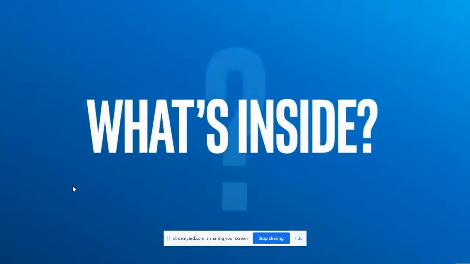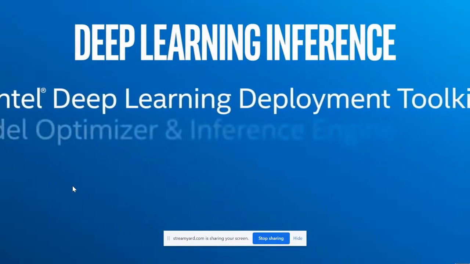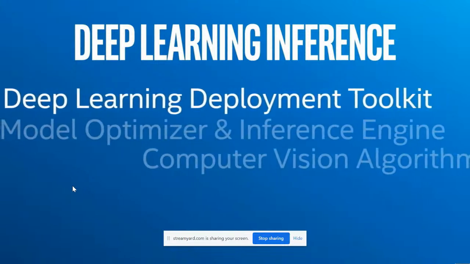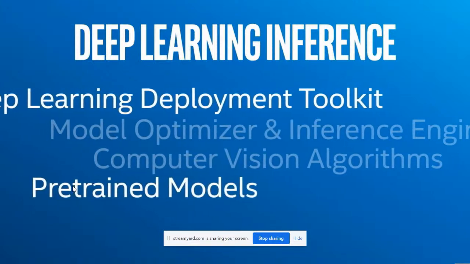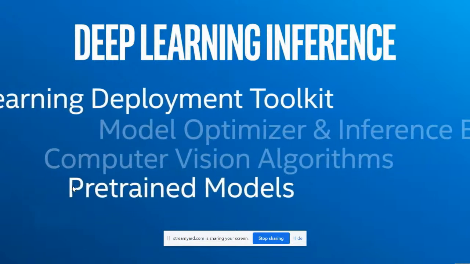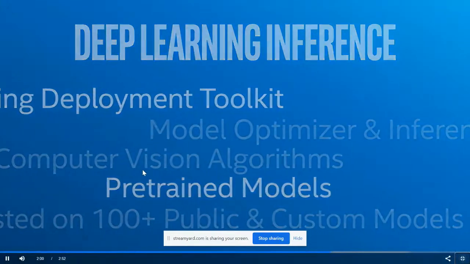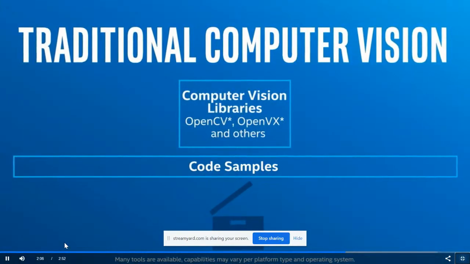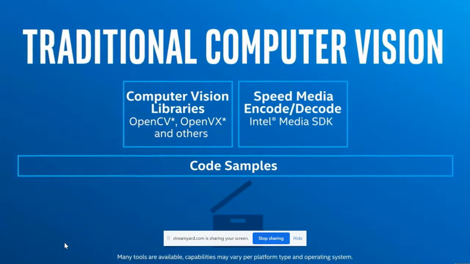So what tools are inside? The OpenVINO toolkit includes the Intel Deep Learning Deployment Toolkit with a model optimizer and inference engine that help integrate high-performance deep learning inference. Save significant time and resources with the included pre-trained models and code samples. You can also be confident with your deployment, as the OpenVINO toolkit was tested and validated on more than 100 public and custom models. Plus, you'll save time building key application features with computer vision libraries, including optimized OpenCV. A vast assortment of code samples helps you get started.